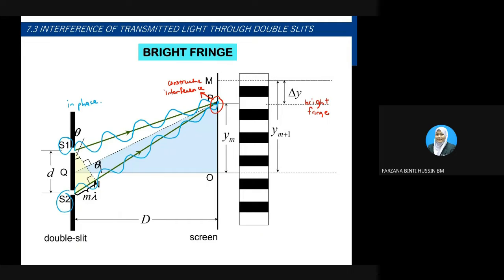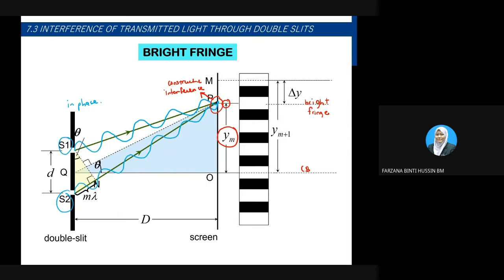Since we want to determine the fringe separation from the center bright, usually we only take the calculation on one side. So from the center bright to the point, we denote it as y_m, according to the order.